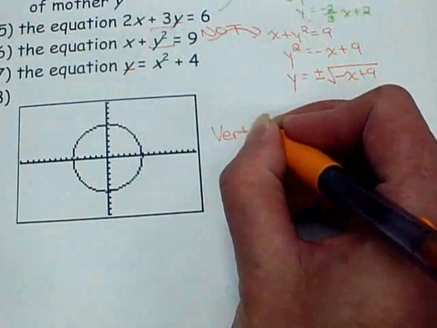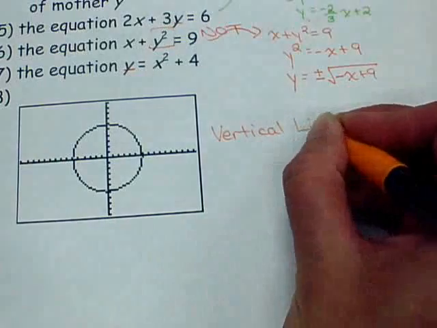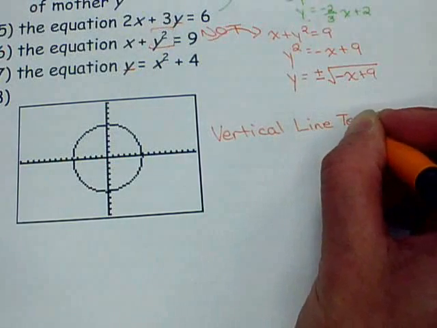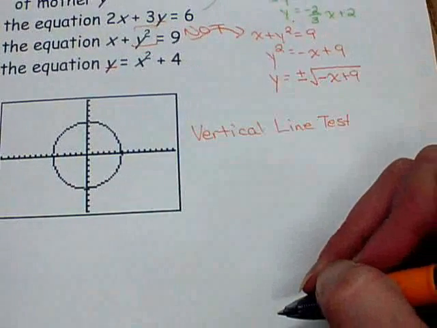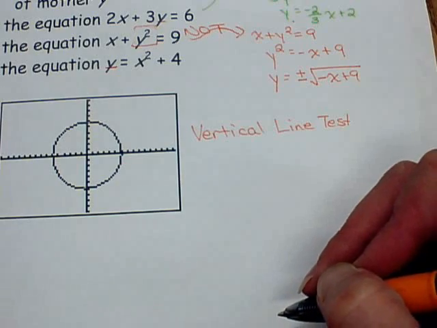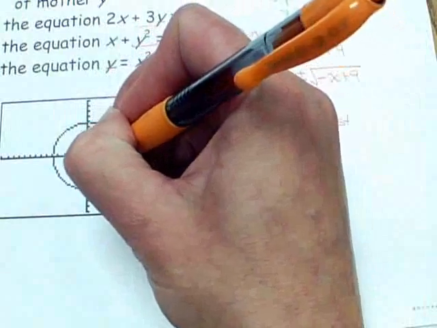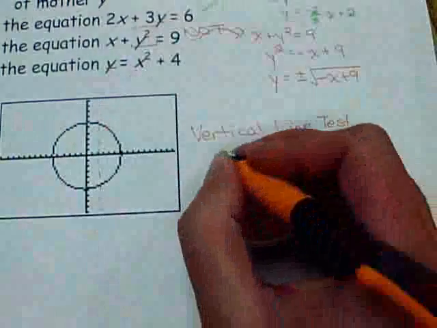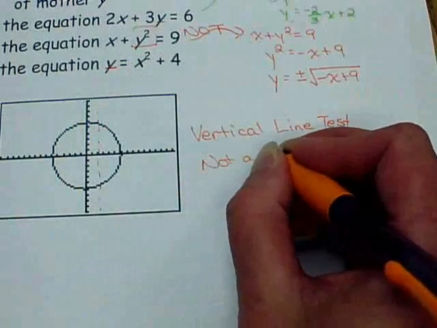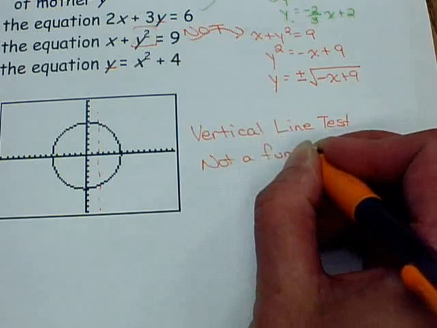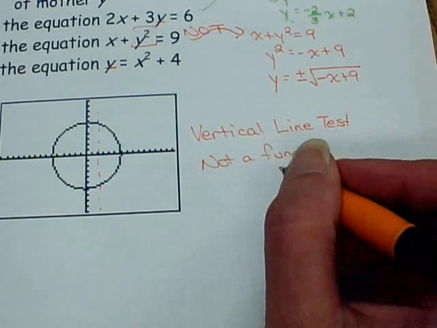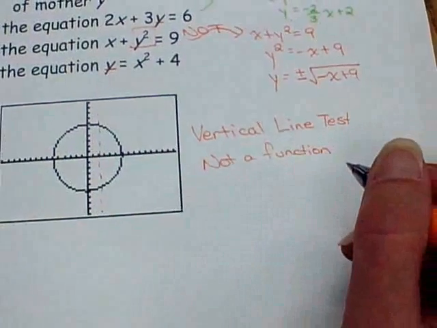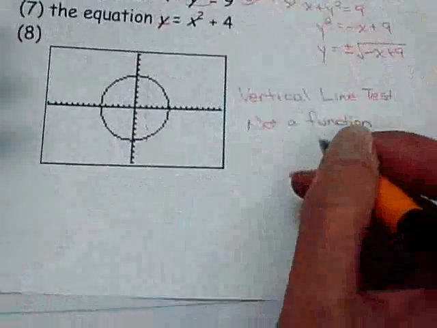Now, let's see if we remember what to do if we have a graph. We have a graph here, and we want to know if we have a function or not. There is something called a vertical line test. Vertical line test says I'm going to send a vertical line down on my graph. If it hits more than once, then this is not a function. Oh, not a function.